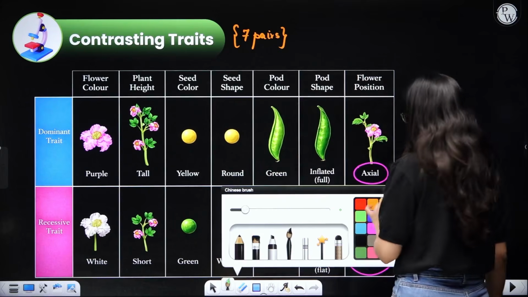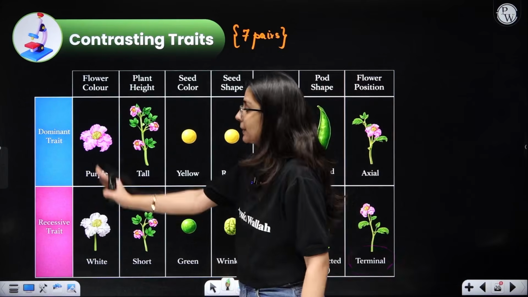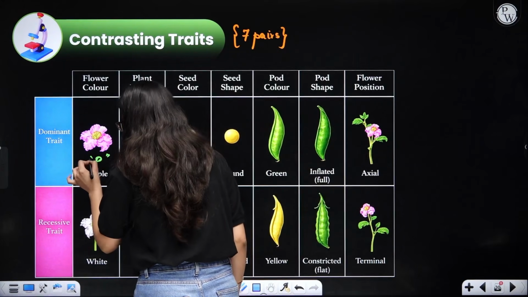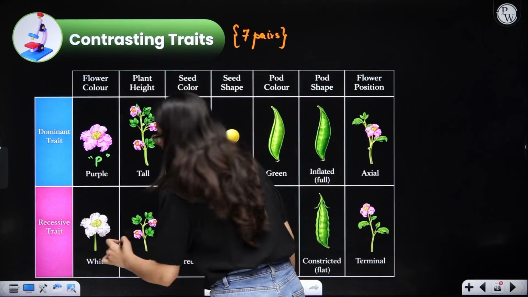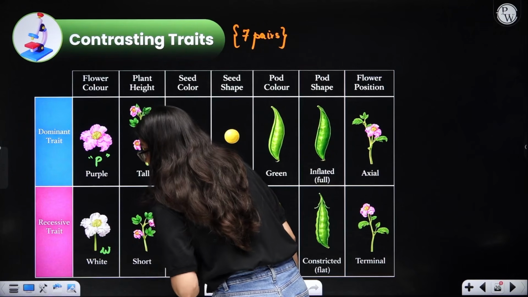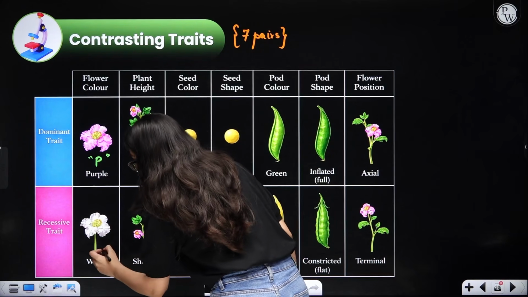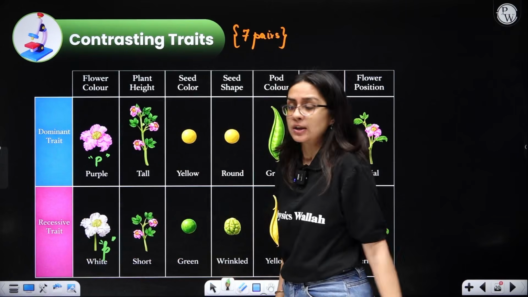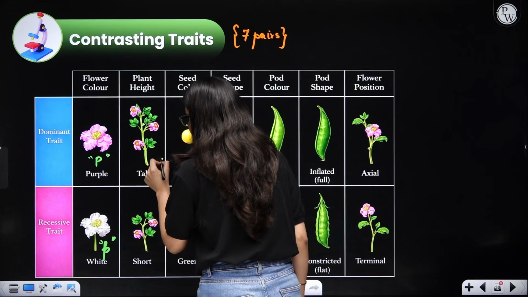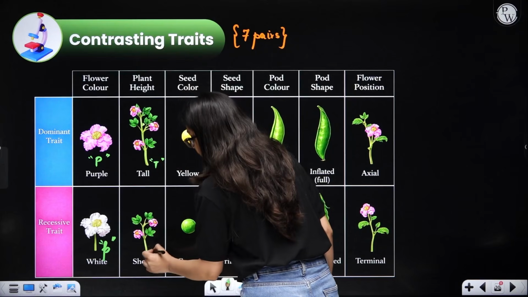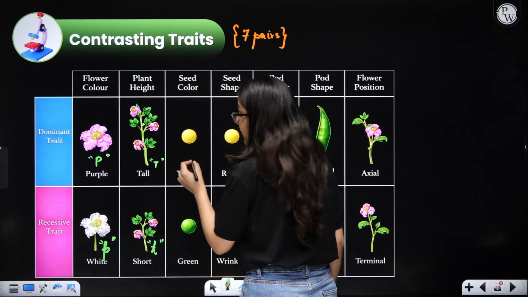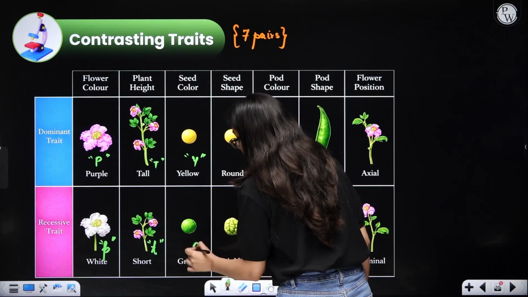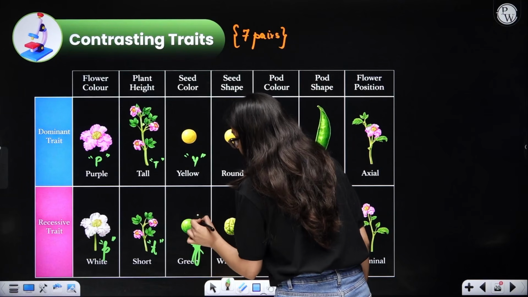Now, for example, if we want to represent that purple is a dominant trait, we have to use capital P. I hope you remember. When talking about the recessive, you will not write small w, you will write small p. That means it is recessive and it is white in nature. Likewise, for tall, you write capital T, and for recessive, small t. For yellow seed color, which is dominant, capital Y, and for recessive you will not write small g, you have to write small y.